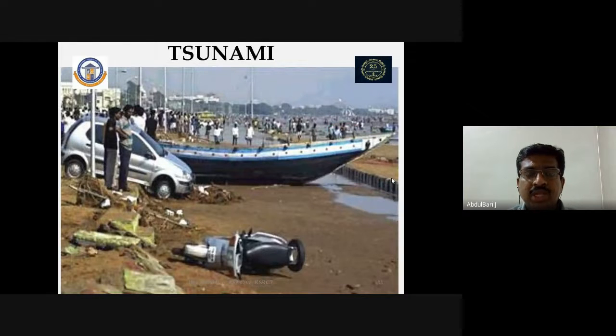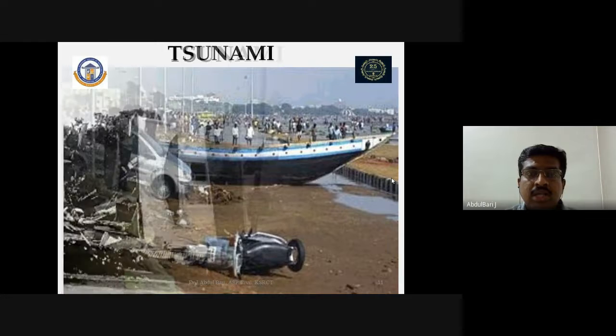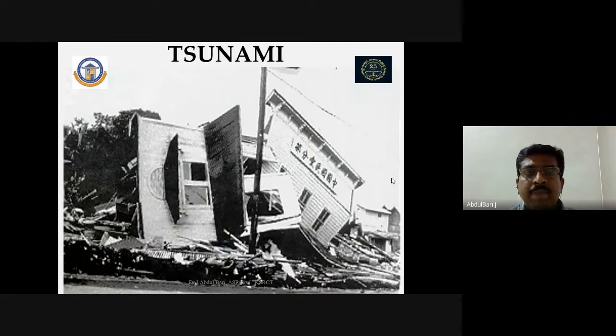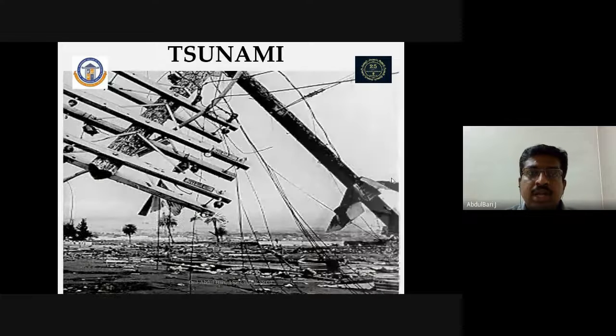So this is about the damages that occurred after the tsunami. We can see here the buildings have been damaged, the road surfaces have been damaged, and the boats which should be in the seashore area have come to the roadside. We can see the buildings have been damaged because of the tsunami. And here the electrical pole lines have been damaged because of the tsunami. Because of these electrical pole damages, electrical accidents may occur in the area.